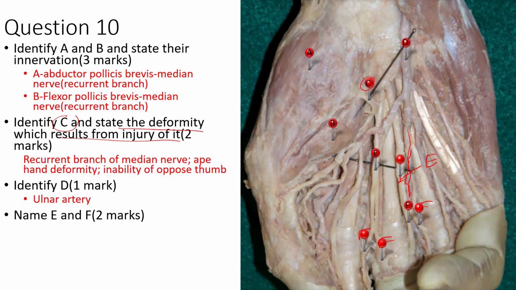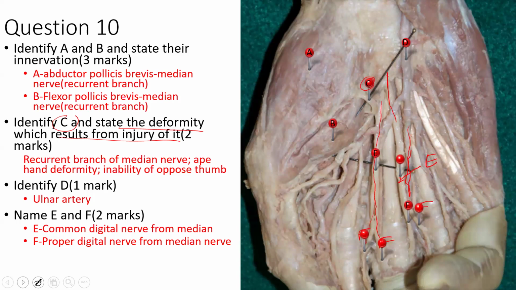Yeah, I've seen it's median. Yeah, it's that one. So it's the common digital branch of the median nerve. And then from the common digital, if you can follow this one, you can see that it now branches to give you the proper digital branches or nerves.